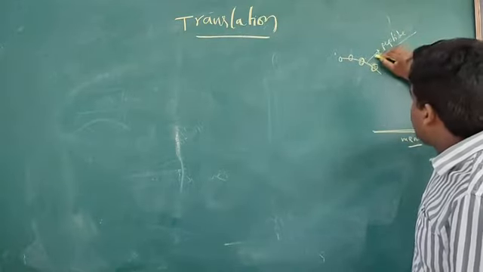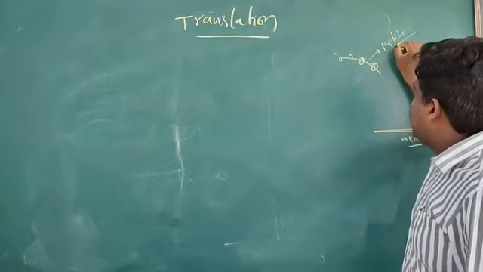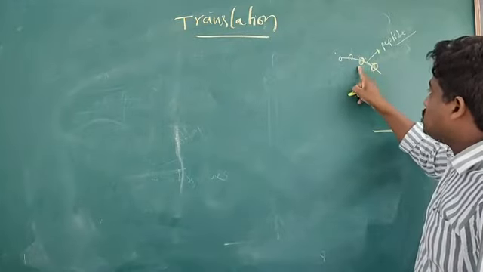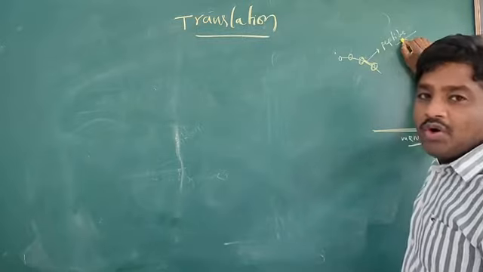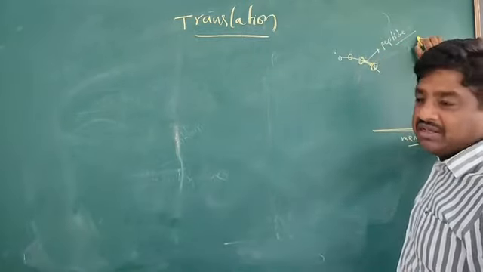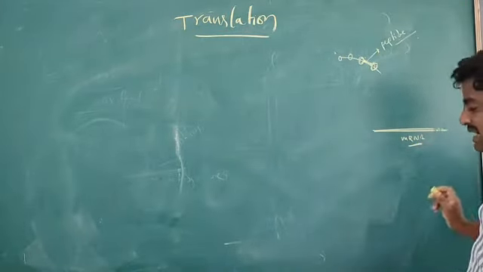The formation of a peptide bond here requires energy. That means the amino acids are joined by a bond, this is what you call a peptide bond. So for the formation of this peptide bond, it requires energy. That energy we call ATP.